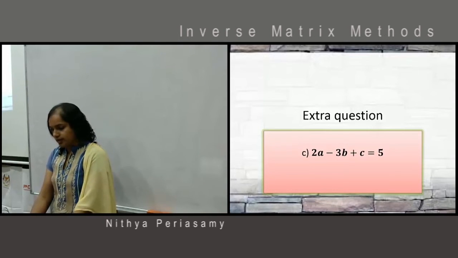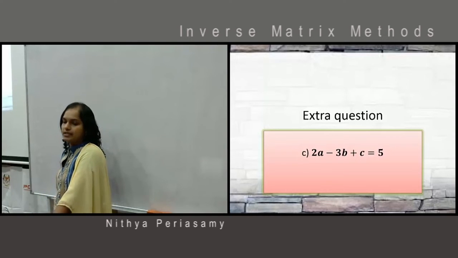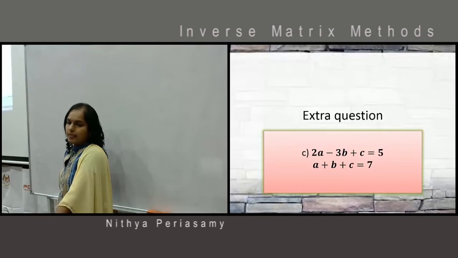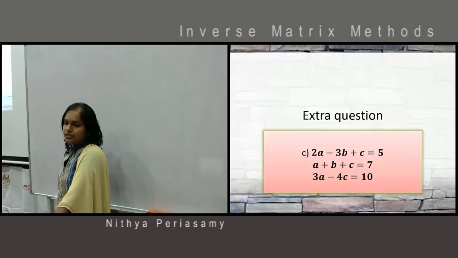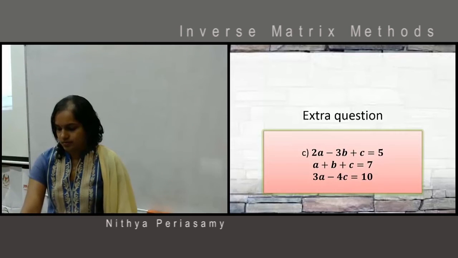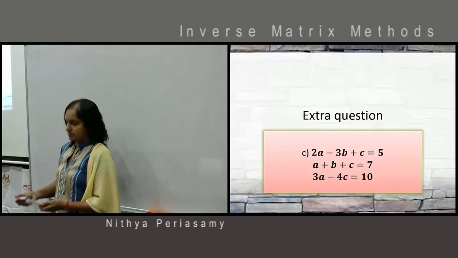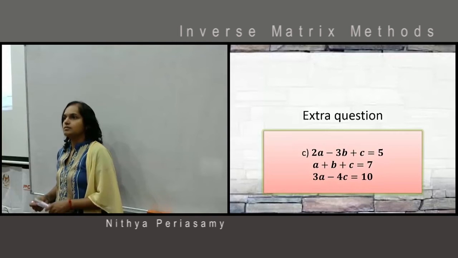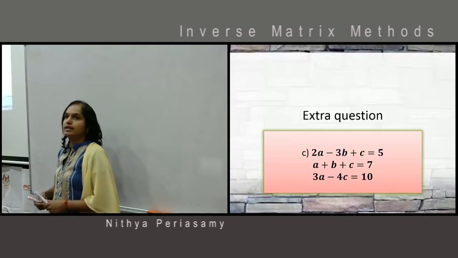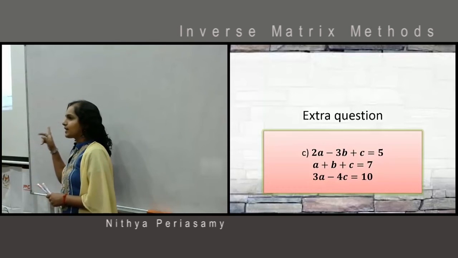Page 205 or 207: 2a minus 3b plus c is equal to 5. A plus b plus c is equal to 7. And then the last equation is 3a minus 4c equal to 10. Can you see or not? Okay, so now I'm going to show you the first step for this question.